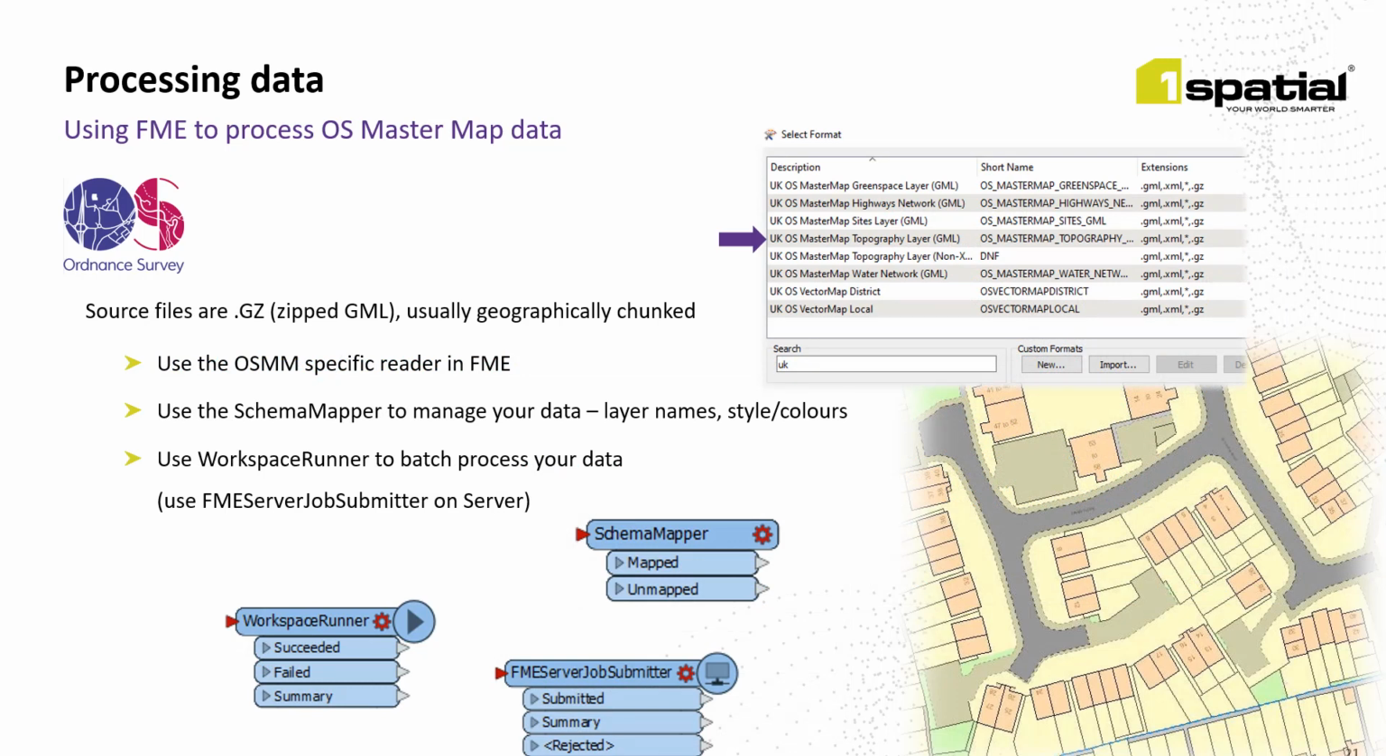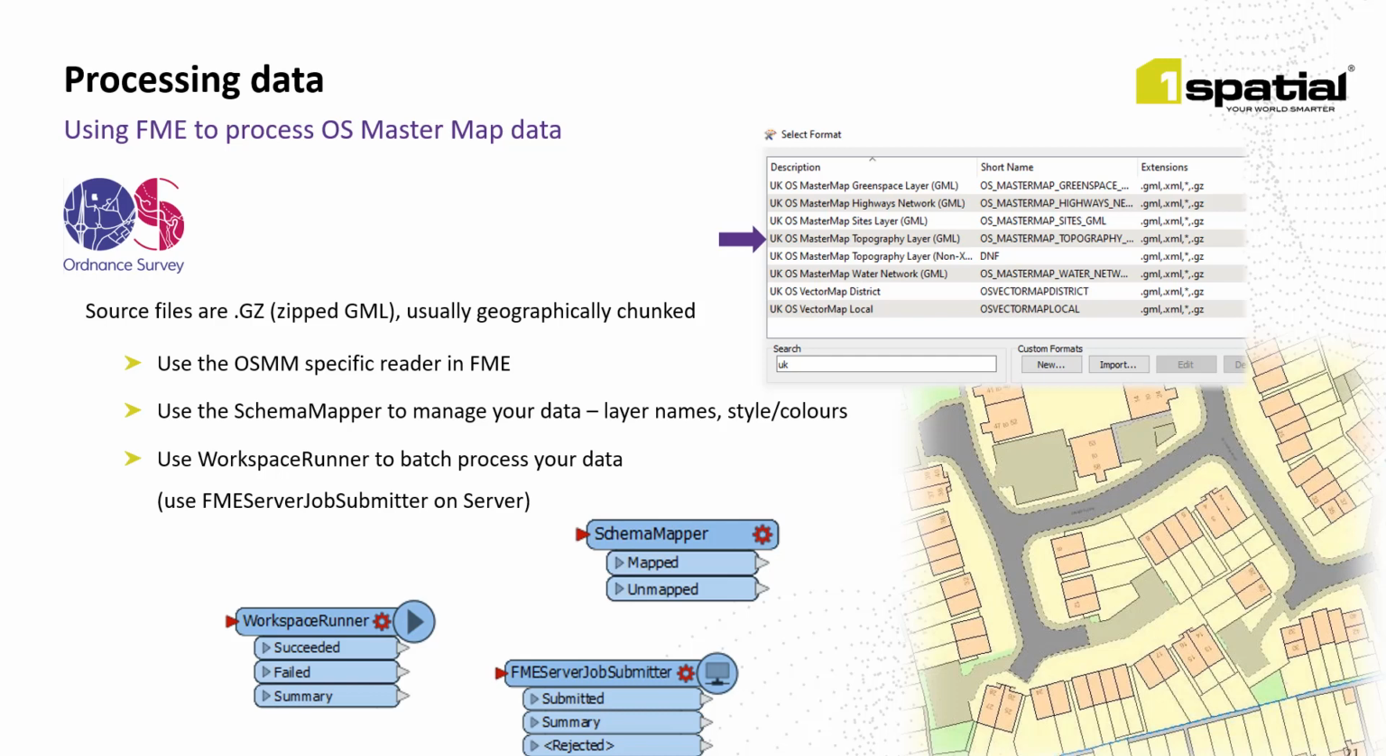OS master map data is shipped as GZ files, so it's zipped GML. But I'd recommend not using the GML format reader. Instead, search for the OS master map reader in the formats gallery in FME. It's a GML reader, but with all the appropriate configuration already set for you. So it definitely makes life a lot easier.